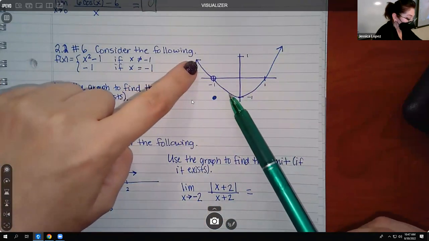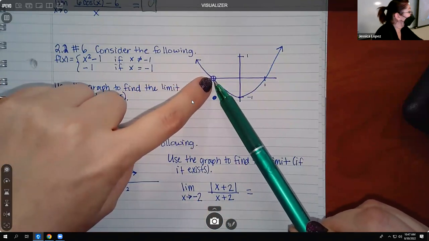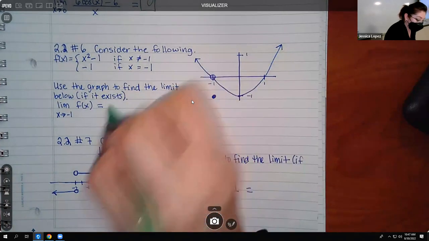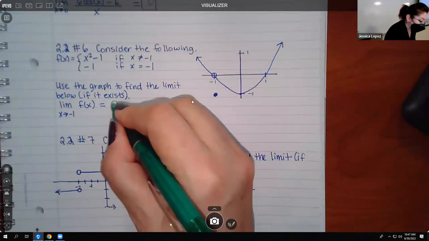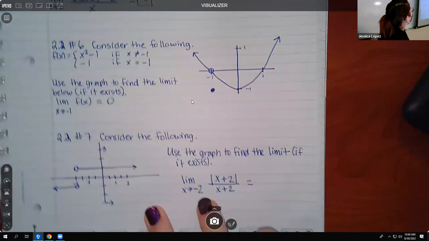Because here, if I'm approaching from both sides, it's going to this spot right there, right? Even though there's nothing in there, it doesn't matter. That's where I was going, okay? And so that is going to be the limit. The limit here happens to be the same number, zero. It won't all be zero. Let's go to the next one.